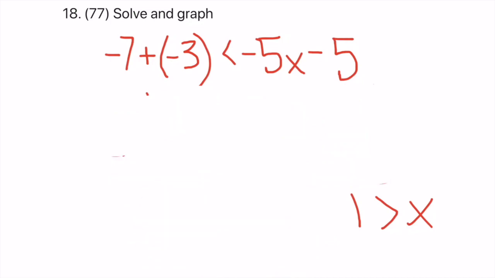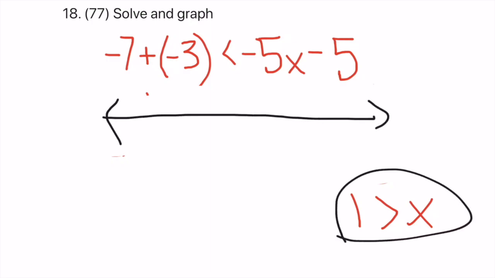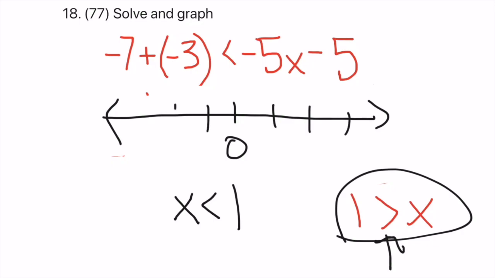Now we need to graph. Normally I like to write these problems with the x or the variable on the left. So I'm going to rewrite that as x, and notice that the inequality sign is pointing at the x. I want to make sure it's still pointing at the x. And then we have our 1. So here's our 0, and there's our 1, 2, 3.